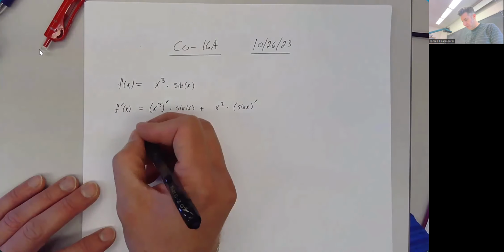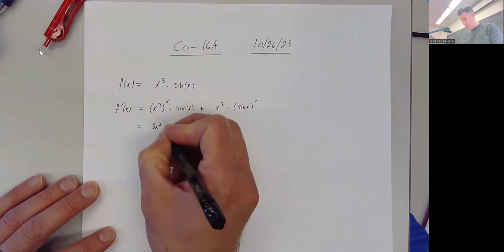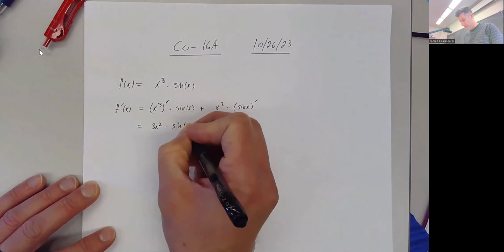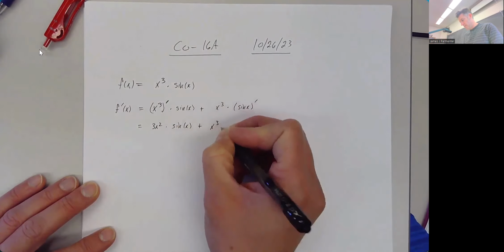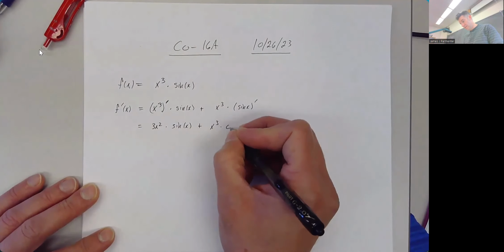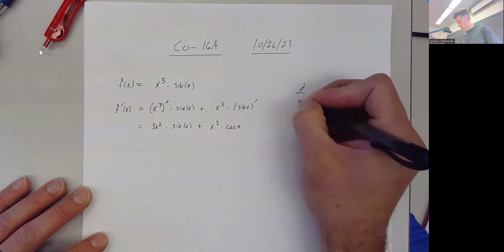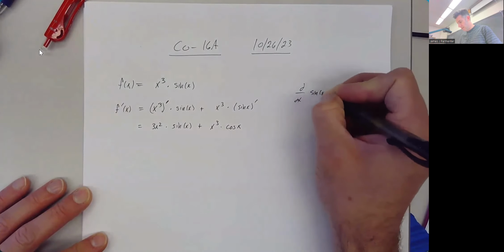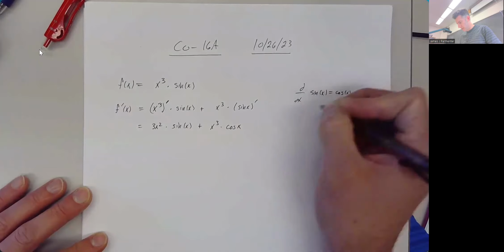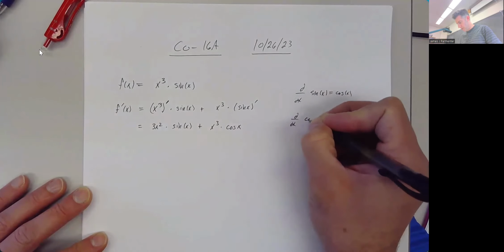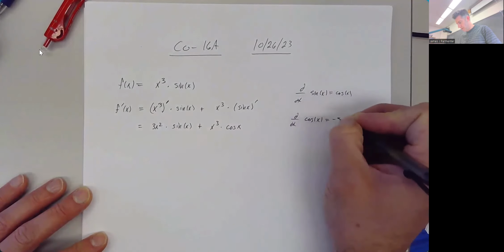So the derivative of x cubed is 3x squared. Sine of x is just sine of x. X cubed is x cubed. And the derivative of sine of x is cosine of x. Which I know we briefly talked about a couple classes ago, how the derivative of sine was cosine and the derivative of cosine was negative sine. We're definitely going to be using those facts a lot. So it's good to kind of get them down. The derivative of sine of x is cosine of x. The derivative of cosine of x is negative sine of x.